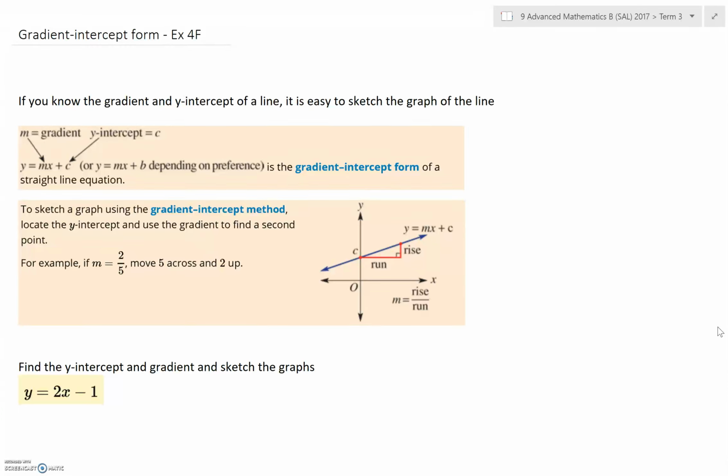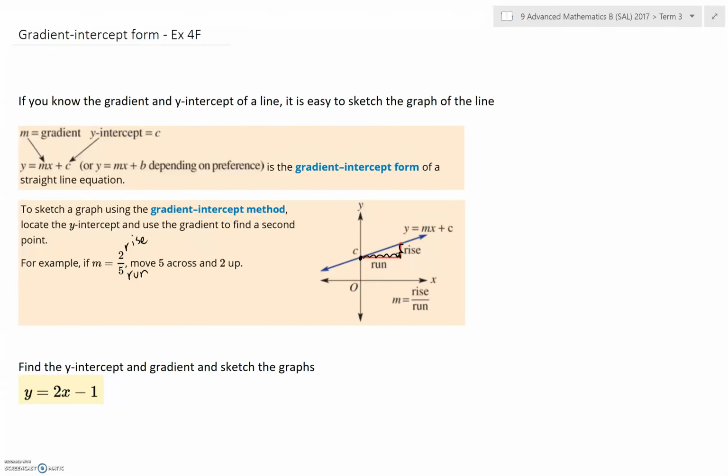So you can see in this little graph, if they plotted c here first, the y-intercept, and if the gradient is 2/5, in other words, this is the rise. So it's rise over run, isn't it? Rise over run. So they would move 5 places in the positive direction, which is to the right, and rise 2 places, which is again positive. So move 5 across, 2 up, rise over run.